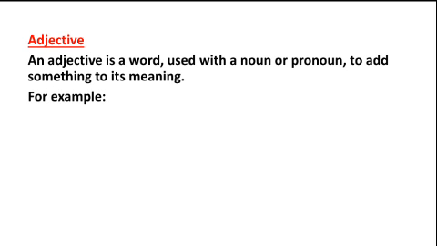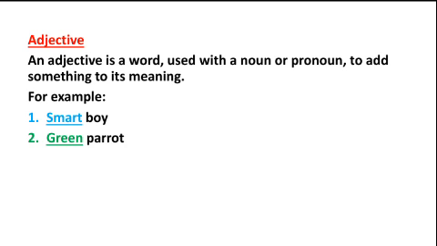For example, smart boy. Now here we are talking about a boy, and what we are describing about the boy, that he is smart. So smart is an adjective. Understood? Okay, now next example, green parrot. Now here we are talking about a parrot and its color is green. So green is described about parrot. So green is an adjective.